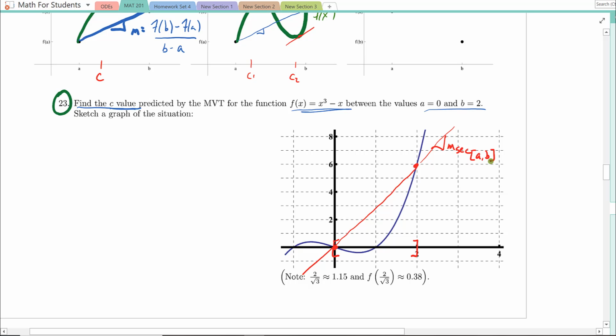Okay. Now, what is the C value that the mean value theorem predicts? It predicts that there is a C value, some X value, on the interval between 0 and 2, somewhere in between these 2 points, where the slope of the curve, the slope of the tangent line at that point, matches the slope of the secant line. Do you see where it is on this graph? I'm not exactly sure where it is, but it might be right about here. That might be my C value. Right about there. Why is that? Because if I go and draw the tangent line at that point, notice that the tangent line matches the slope of the secant line there.